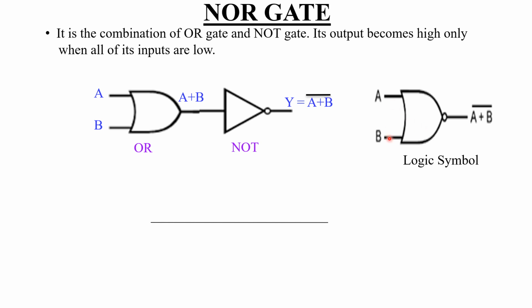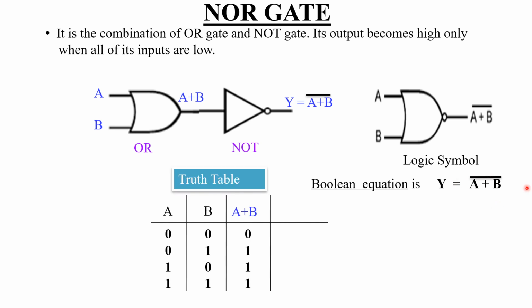Let us see the logic symbol of the NOR gate. It has two or more inputs but only one output. So the Boolean equation is Y = (A or B) bar. Let us look at its truth table.